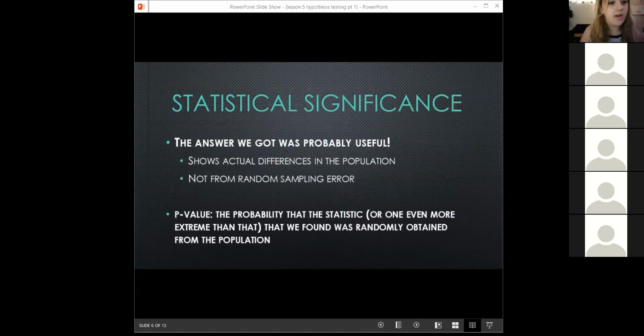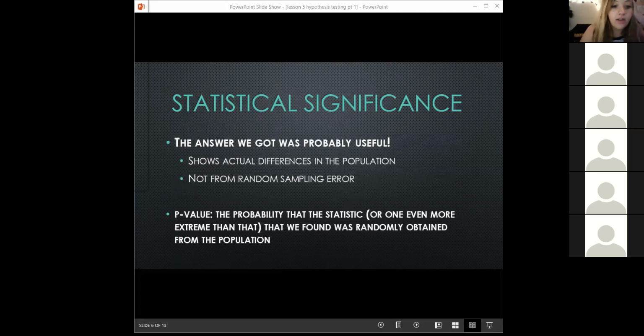So the main point of hypothesis testing is to decide if something is statistically significant or not. This is what I was talking about when we were comparing confidence intervals and hypothesis testing. If we have a hypothesis test, the whole point is to get down to the end of our test and decide: is this statistically significant or not? If it is statistically significant, that means that what we got was probably useful. We didn't do it all for naught, so it's like thumbs up to that. So if something is statistically significant, it's probably useful.